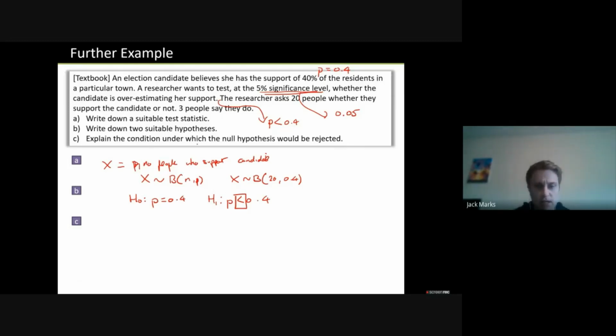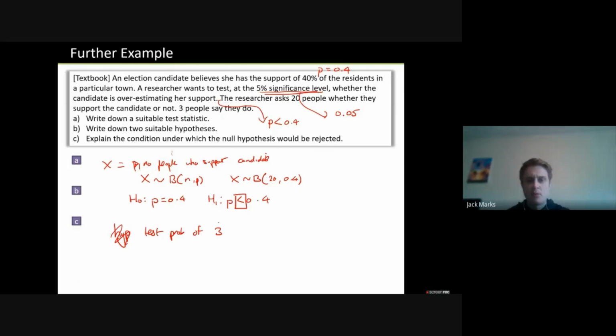So explain the condition under which the null hypothesis would be rejected. Well, what we will do is we will test the probability of 3, because it says 3 people say they do.